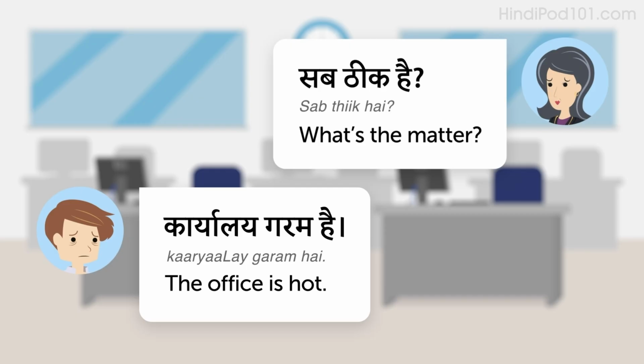First of all, you'll need to learn how to say, what's the matter? That's, सब ठीक है? Listen to it again. सब ठीक है? This Hindi sentence literally translates into, all okay is, but it means, what's the matter in English.